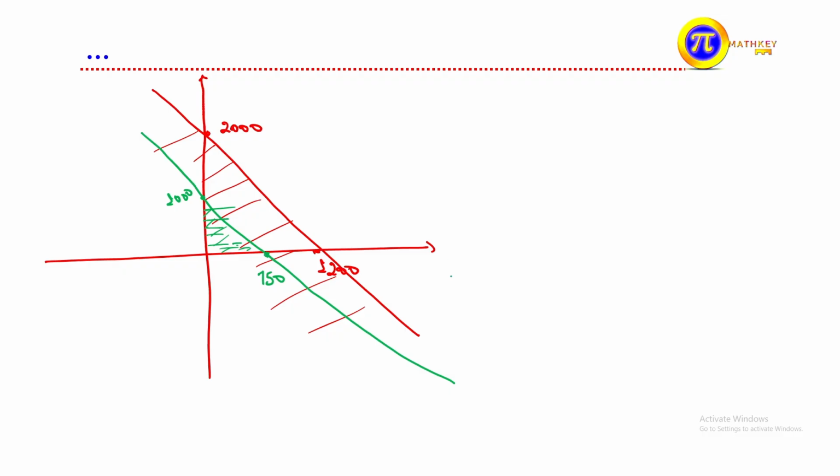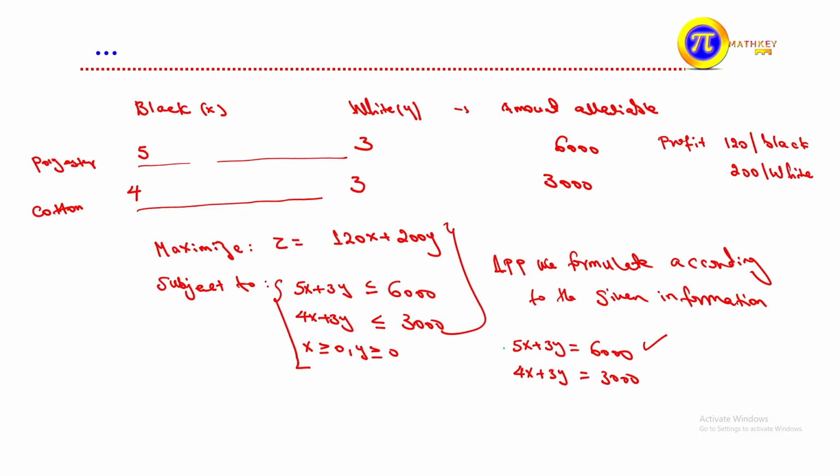Let's try to find their intersections. Here we can take the negative of the second equation. Multiplying the second equation by negative 1, because in the first equation 3y is positive, we cancel y by the cancellation method. This means 5x minus 4x, that is x, equals 6000 minus 3000, that is 3000. The value of x is 3000. And what about y? If we consider the second equation, y equals 3000 minus 4 times the value of x, that is 3000, divided by 3.